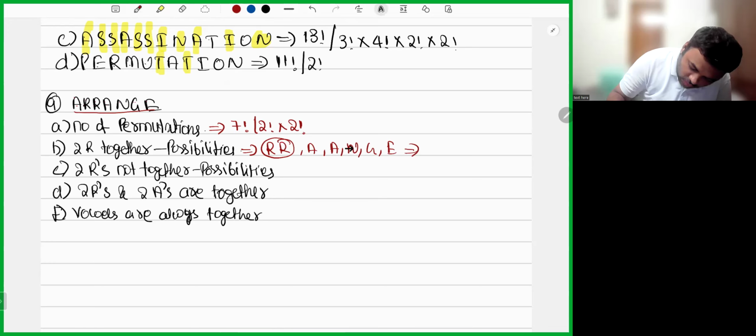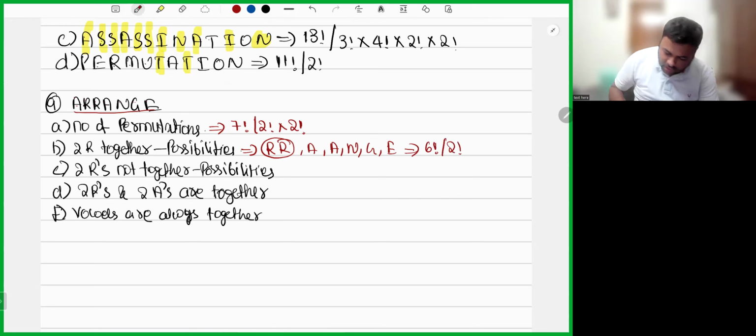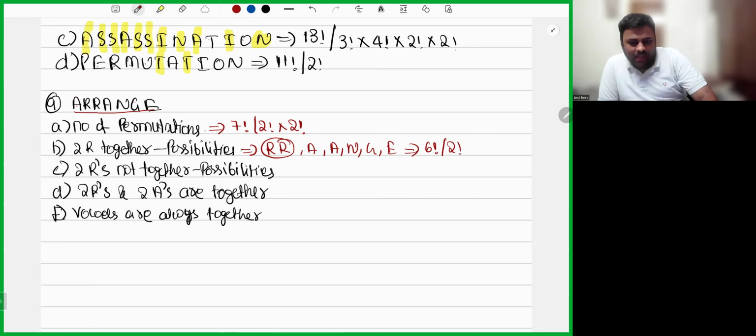1, 2, 3, 4, 5, 6. 6 factorial. Since A is repeated 2 times, divided by 2 factorial. Now don't say, sir, R I can interchange among themselves, I'll multiply with 2 factorial. Nonsense. If R is interchanged among themselves, there is no point in multiplying with 2 factorial.